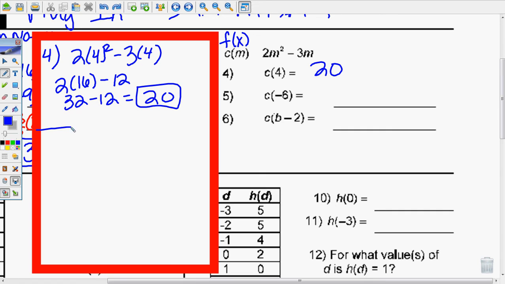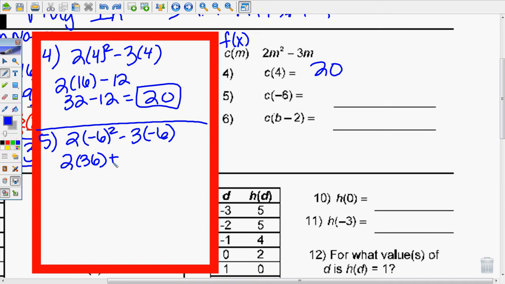Okay? Be careful with your negatives, guys. On number 5, you have 2 times -6 squared minus 3 times -6. A negative times a negative is a positive. So I end up with 2 times positive 36 plus 18, because a negative and a negative makes a positive. Besides that, 2 times 36 is 72. And 72 plus 18 is 90. How do we do on 4 and 5?